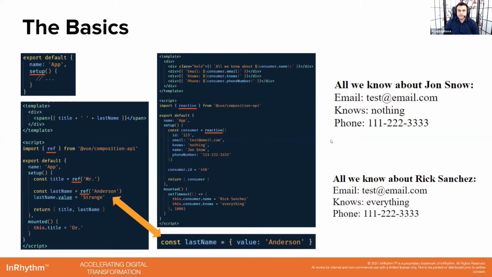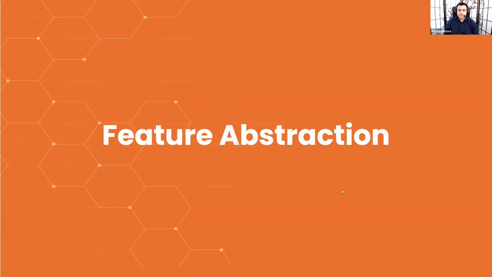Before I continue, are there any questions about up to this point? High-level questions, ideally. We can save the detailed questions for the end. All right, if no further questions, let's talk about feature abstraction.